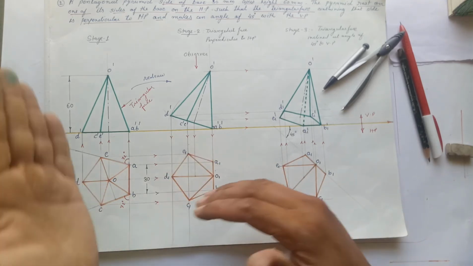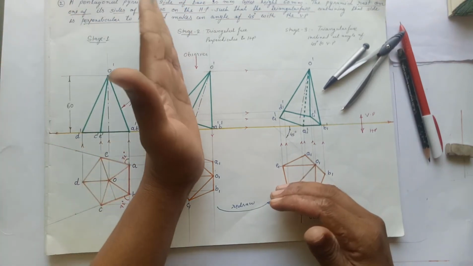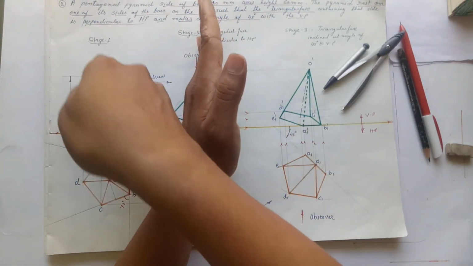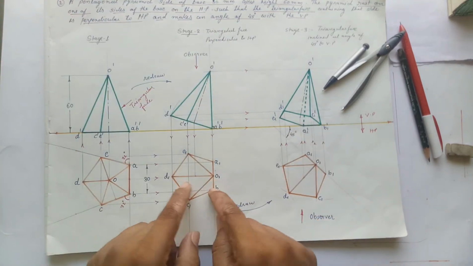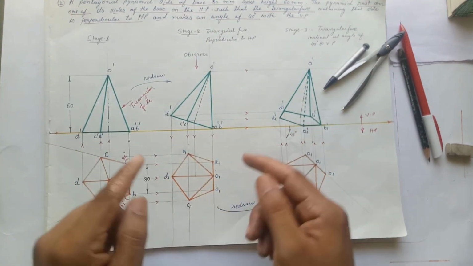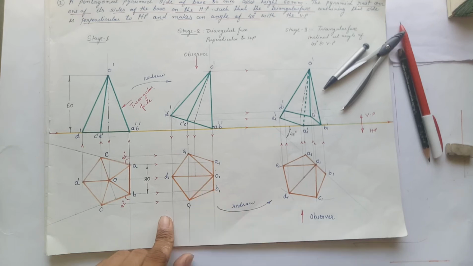And what is that case 2? From this position up to the position of the 90 degree of this particular edge, all the base edge and all the slant edge is going to be visible in the plan. So this is the second case.